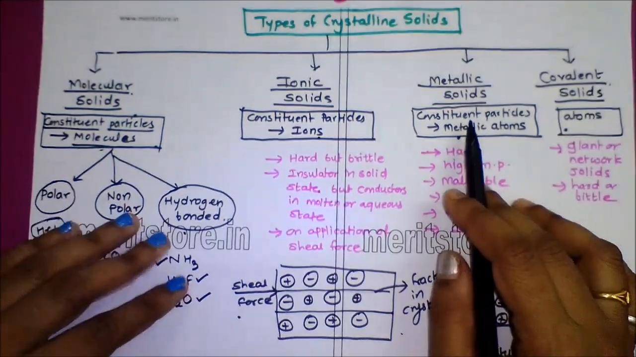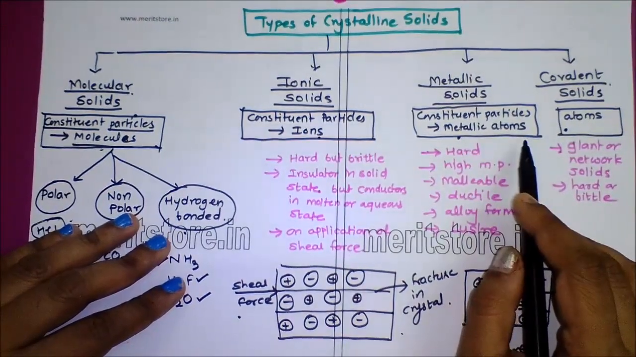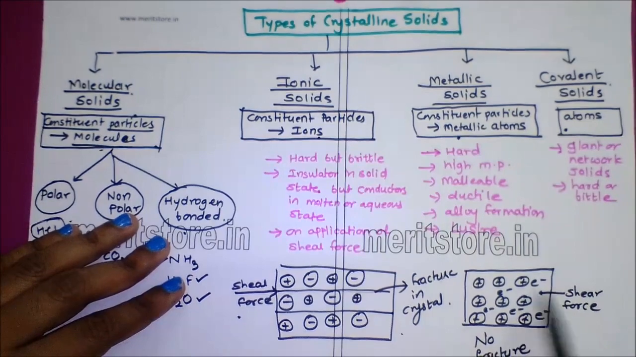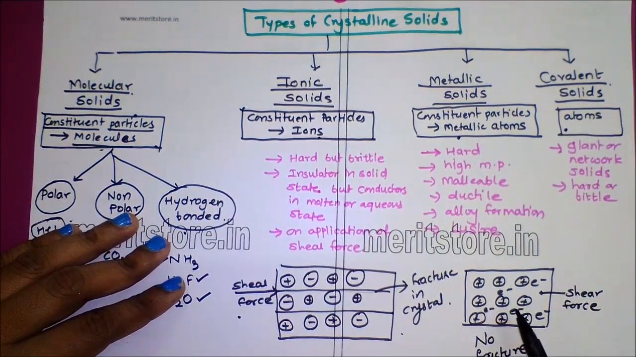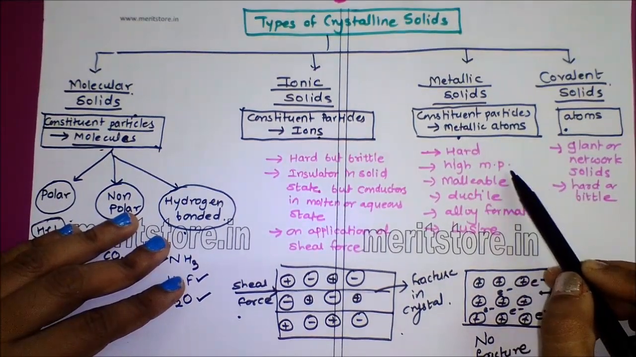The next type of crystalline solid is the metallic solid, which consists of metallic atoms. When I talk about the metallic solid, in the metallic piece there are positively charged metal cations in which negatively charged electrons are embedded. So there is a force of attraction between the positively charged metal cation and negatively charged electrons, and that force of attraction we call a metallic bond. This metallic bond is a very strong force of attraction, which makes the metallic solid hard, with a high melting point.